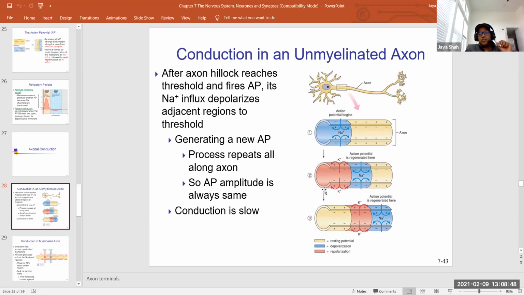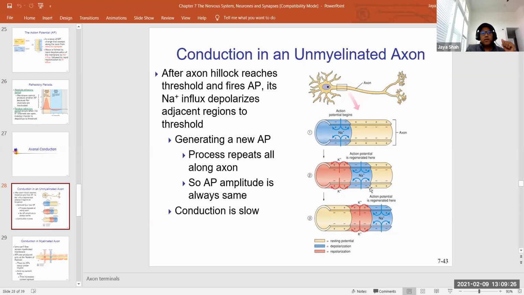axons. That means the ions have to flow in every micron, every centimeter of the axon. That's why the action potential, AP, is slower in unmyelinated axons. You will see next time that in myelinated axons, the action potential is faster. Speed of action potential is faster.